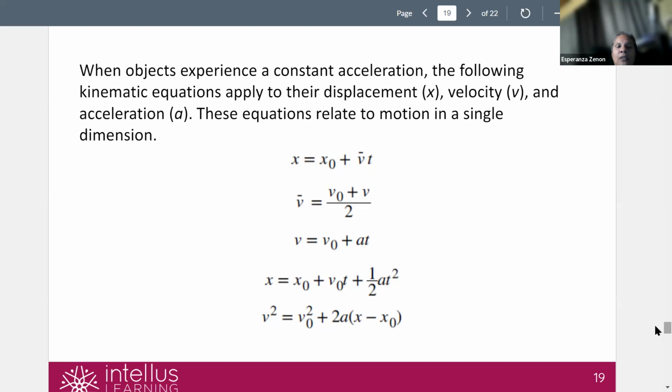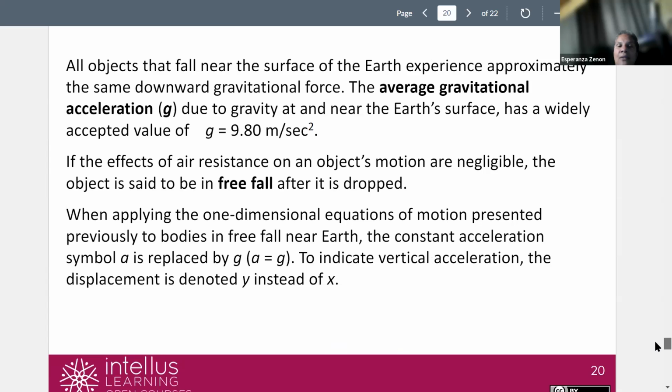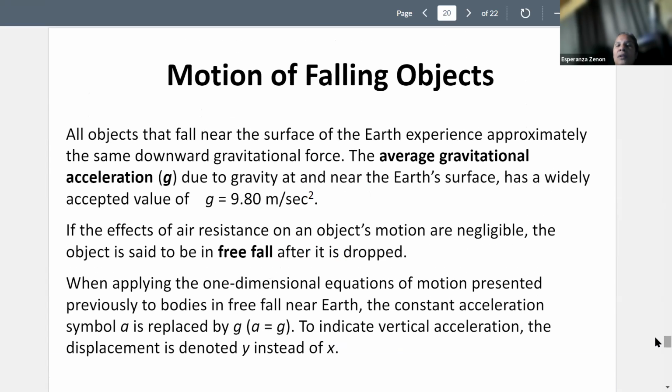So replace your X with Y and replace all A's with minus G. Now you have the kinematic equations of motion for free fall. And if you're on planet Earth, how much is G? 9.8 meters per second squared, and it always points down. If you go to the moon, it's not going to be 9.8, it's about 1.7 meters per second squared down.